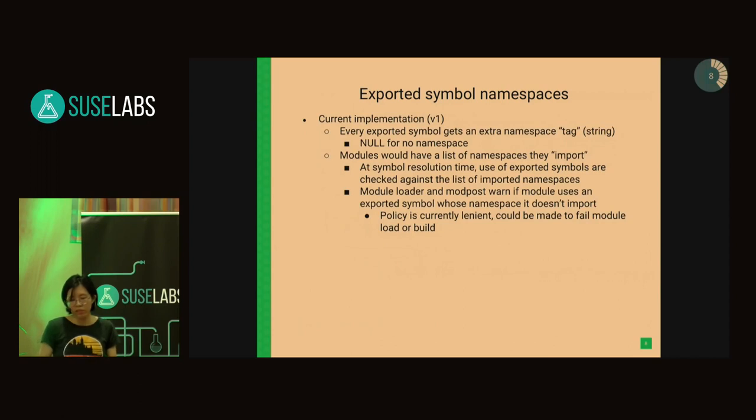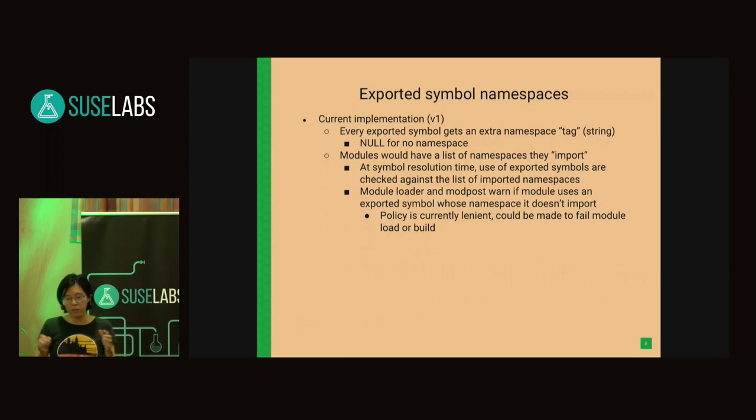So the current implementation, the patch that's currently at version 1, and I'm not going to go into the details because I think version 1 is going to differ a lot from version 2. But basically, the main concept here is that every exported symbol now would get an extra namespace tag, and this is represented as a string currently, and null would mean that that symbol doesn't belong to any particular namespace. And modules would then have a list of namespaces that they import. So at module load time, at symbol resolution time, the usage of exported symbols is cross-checked against the list of namespaces that that module imports.